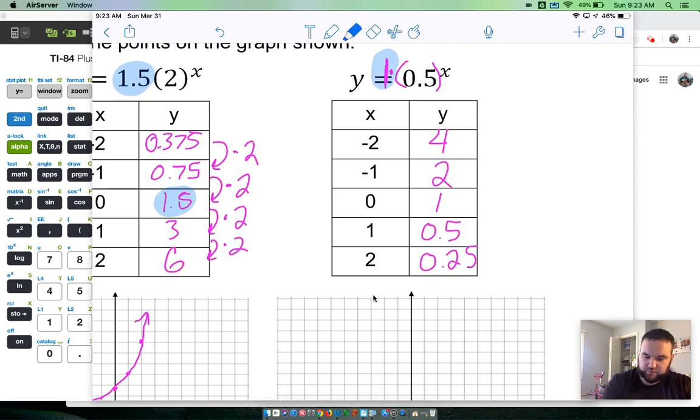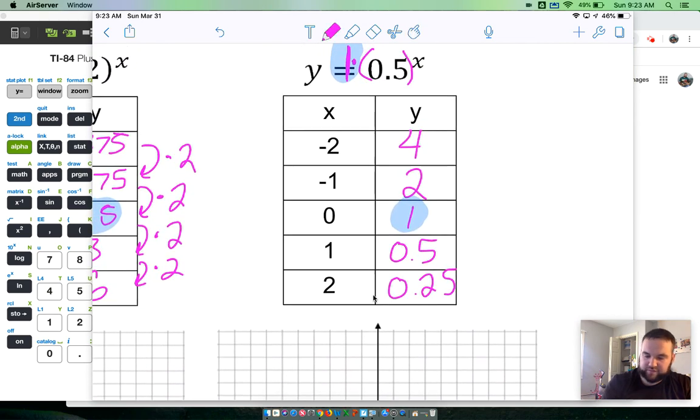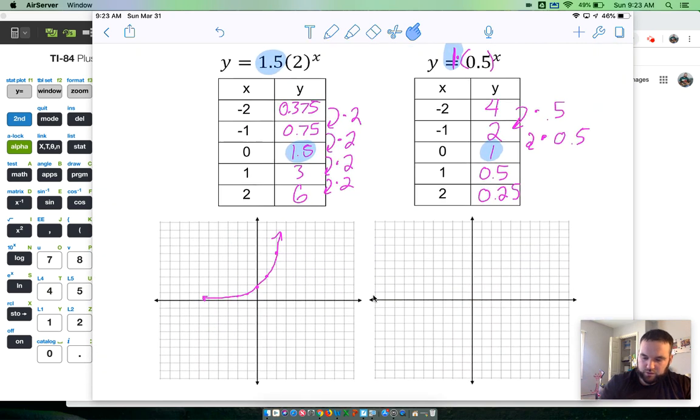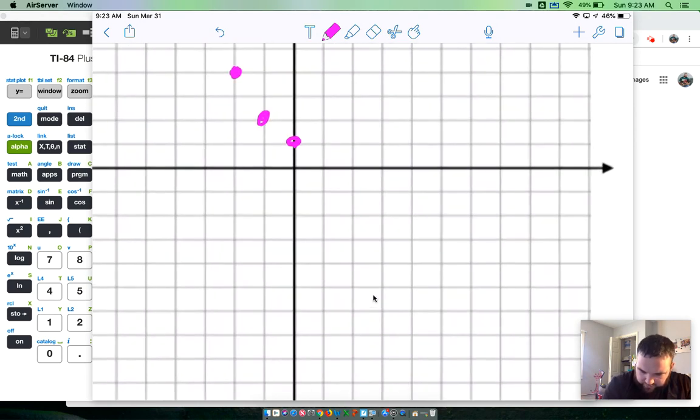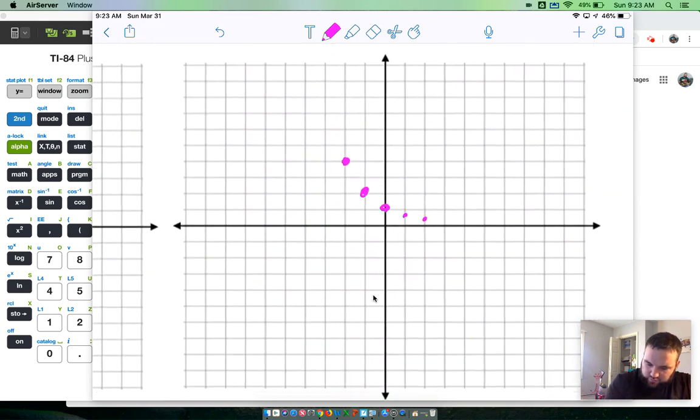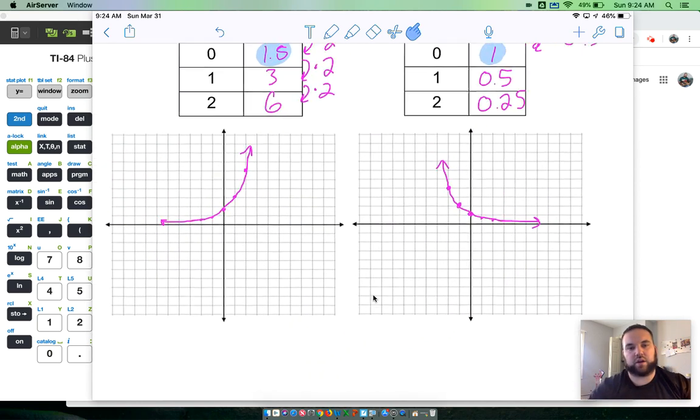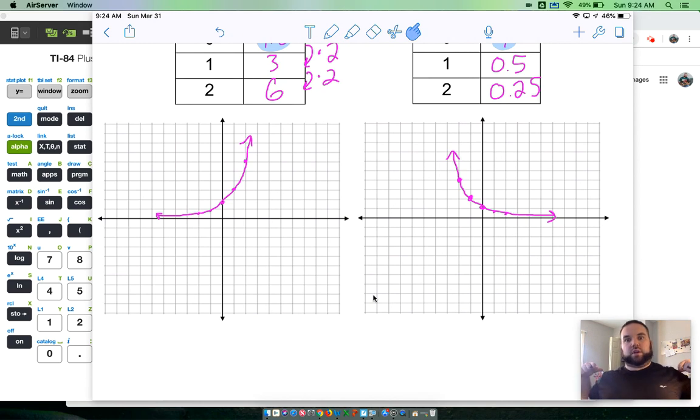Notice again that our start value is in our table, and our 0.5 is what I would have to multiply by. So 0.5 multiplied by 0.5, and so on. So negative 2, 4, and then negative 1, 2, 1, and then we got to 0.5 and 0.25. Now this one is coming down as I move from left to right. The same rule applies. That graph is never going to cross the x-axis. It'll get close to 0, but it's not going to ever quite get there.